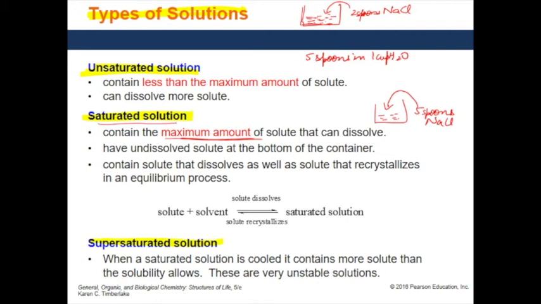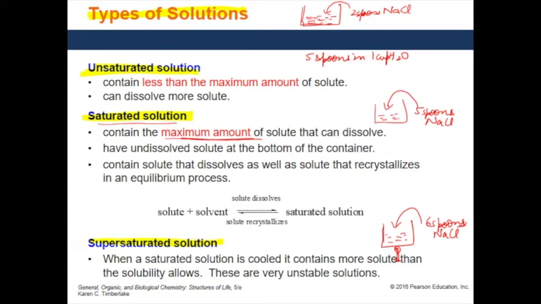Next type of solution is, let me take this solution. I will add 6 spoons of NaCl into 1 cup of water, but I know it will not dissolve. So what I do, I heat this solution to increase its temperature. Once you heat this solution, it is quite possible that all 6 spoons might dissolve into this, and this solution is now called a supersaturated solution. I dissolve 6 spoons and then I let it cool down.